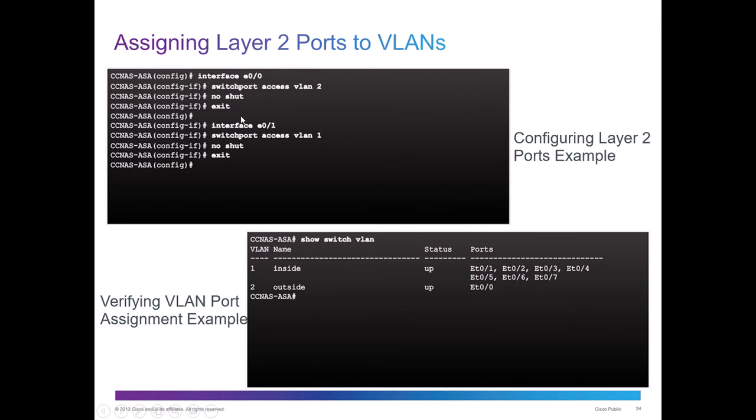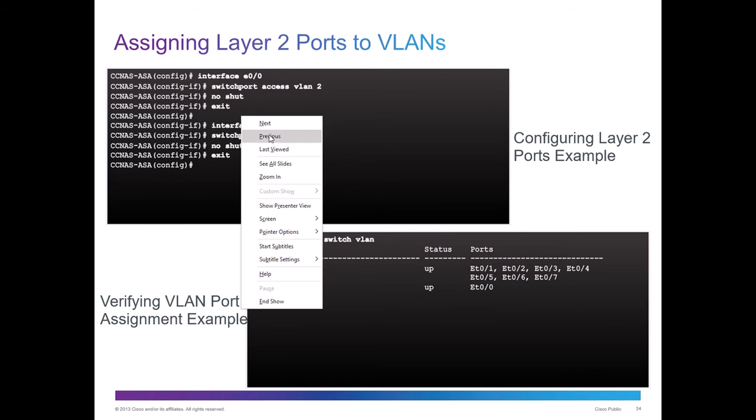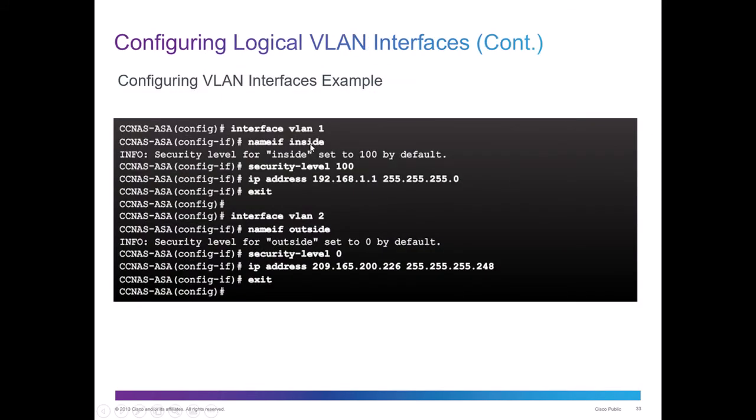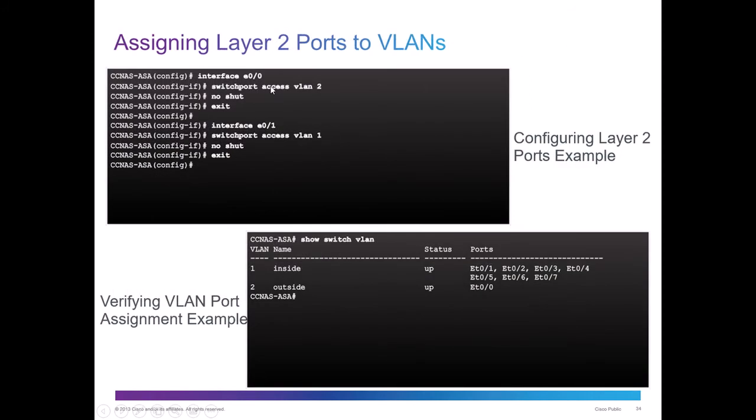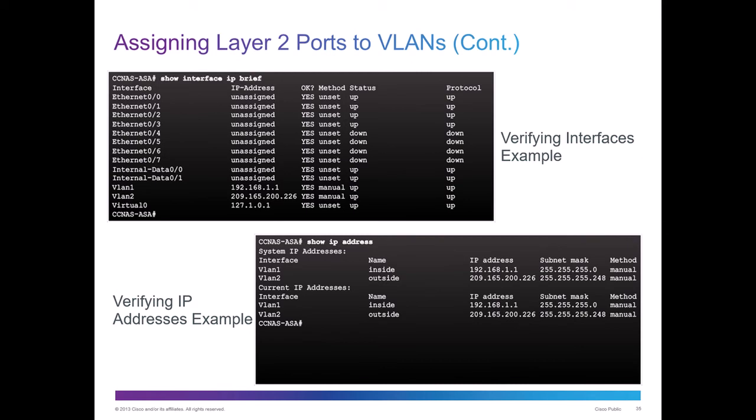So the first thing you do is create your VLANs. Just to go over this one more time: you create your VLANs, give them names, and IP addresses, and set the security levels. And then, just like we've been doing before, switchport access. You don't have to do switchport mode access, by the way. It's already in access mode. You don't use the ASA for trunking or any of that stuff, so they're always going to be in access mode. All you have to do is say switchport access VLAN 2 and then type no shut.